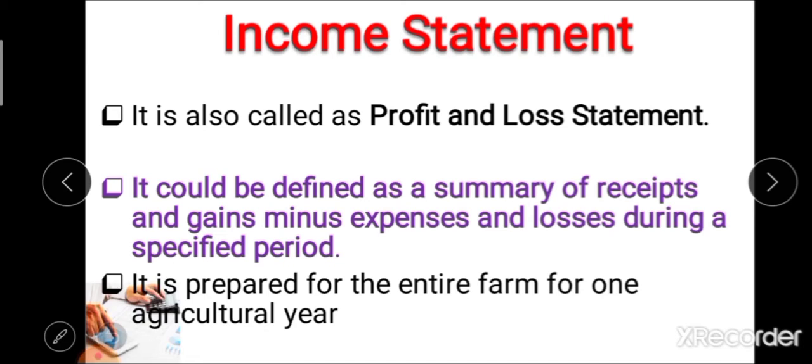Basically, this income statement is the summary of receipts, expenses and losses during a specified period of time. And this income statement is prepared for the entire farm for one agricultural year. That means there is one income statement for 1 year and it can be prepared for the whole farm. This is the meaning and definition of income statement.